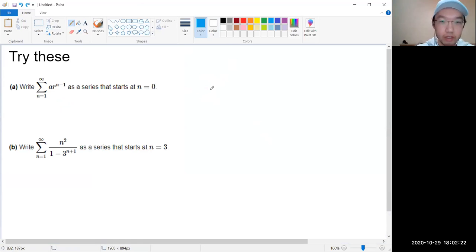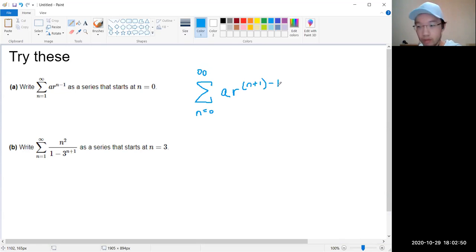Summation. How do you write this correctly? Like this. Okay. Summation as n starts from 0 to infinity. So we went from 1 to 0, which means we subtracted 1 from the starting index, which means we have to add 1 to everything in the formula, right? So it's going to be a r, replace this with an n plus 1 minus 1. Did everyone get that? Yeah, okay.